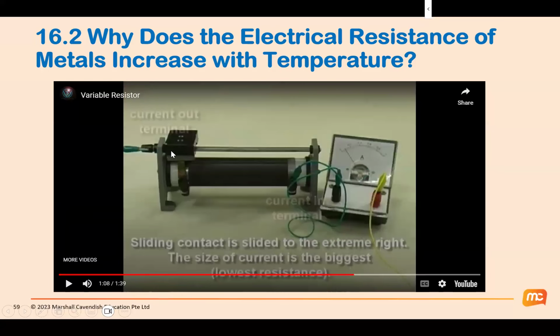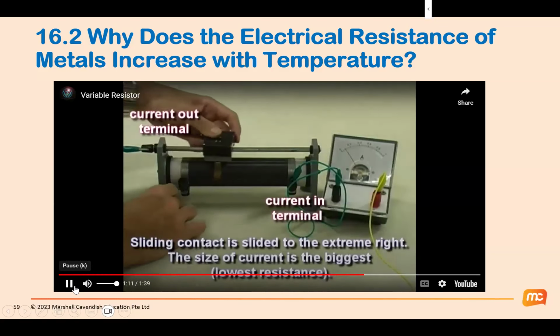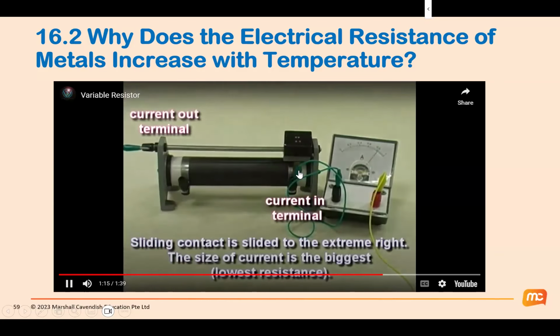Okay, this is when I have maximum resistance. So the current flowing in here will flow through all these black wires all the way up to this sliding contact and out here. So at the highest resistance, the current is the lowest. When the current increases, the resistance is very little.